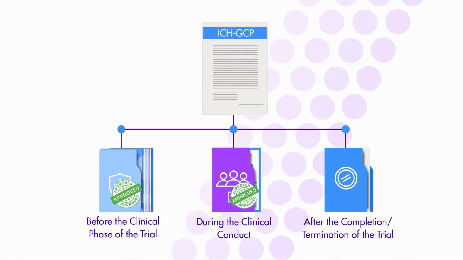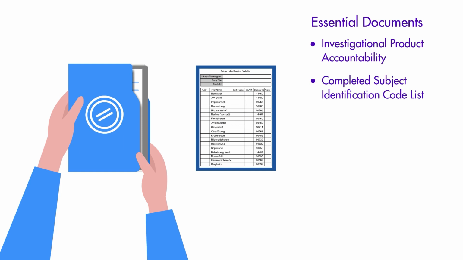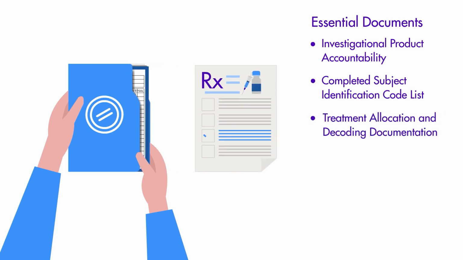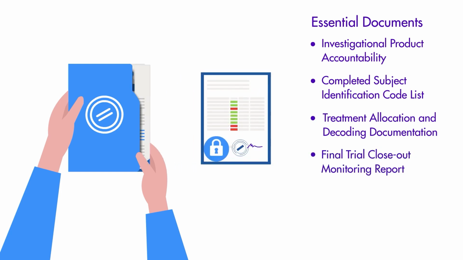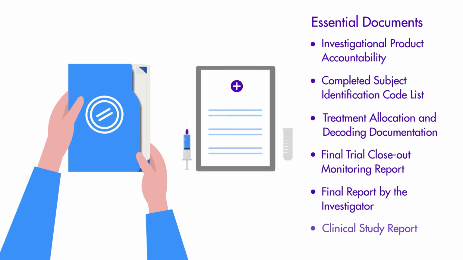After the completion or termination of the trial, there are a set of essential documents that need to be finalized, signed, and filed. This includes documentation related to the investigational product's accountability at the site and its destruction, the completed subject identification code list, the treatment, allocation, and decoding documentation, the final trial closeout monitoring report, the final report by the investigator to the Ethics Committee and Regulatory Authority, and, finally, the clinical study report that documents and interprets the results of the trial.